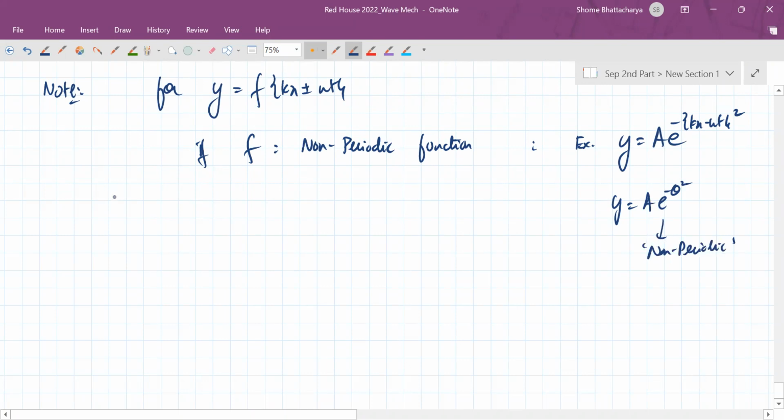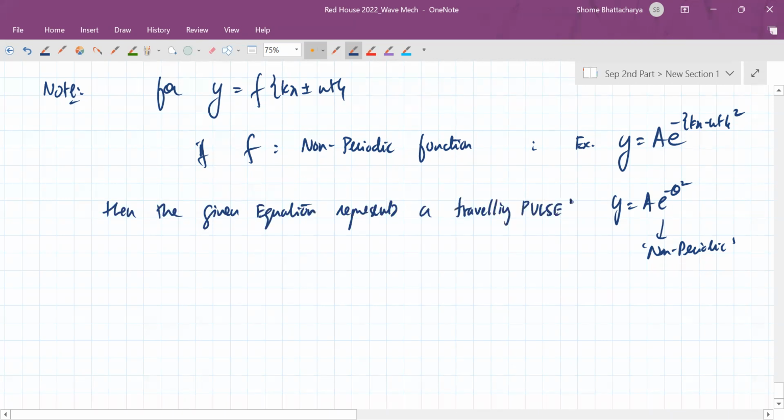So in that case, what happens? Then the given equation represents a traveling pulse, not a periodic wave. It is not a periodic wave.